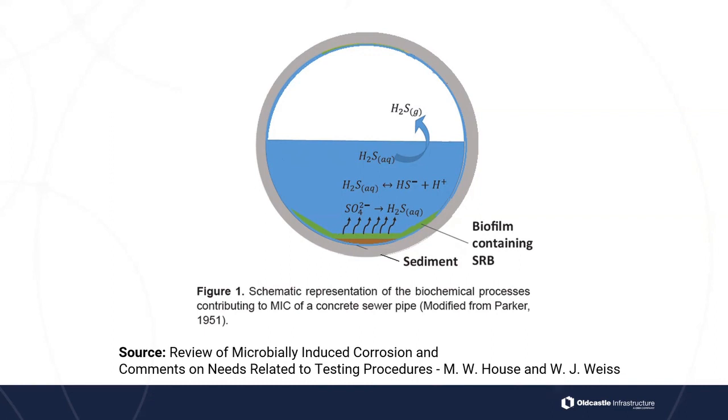But as pH falls below a value of 7 and becomes acidic, then H2S, an aqueous or water-based hydrogen sulfide, will become the dominant species in the water, which then leads to a partition of aqueous hydrogen sulfide and gaseous hydrogen sulfide.